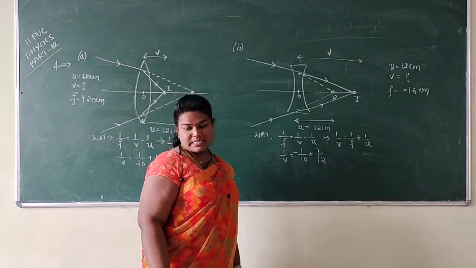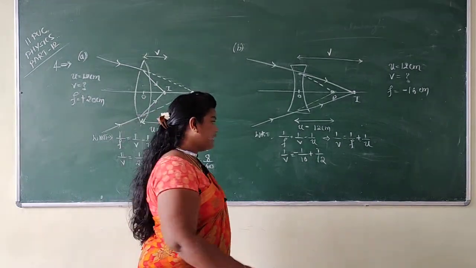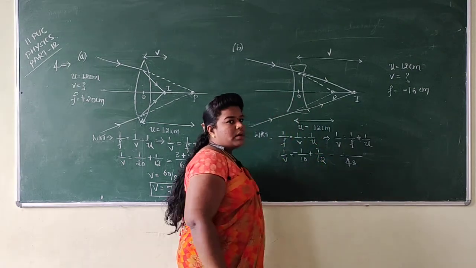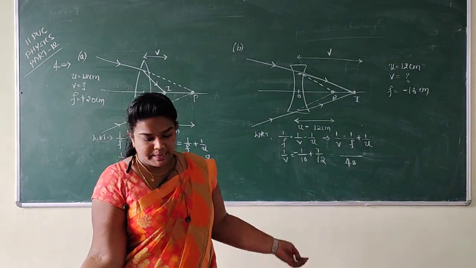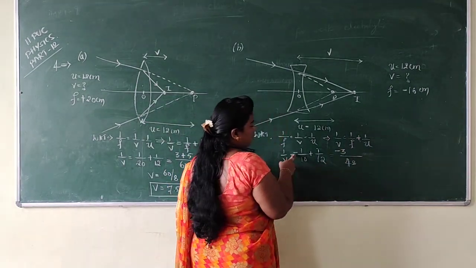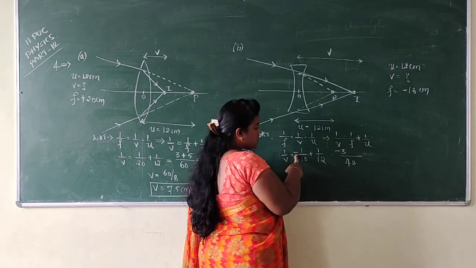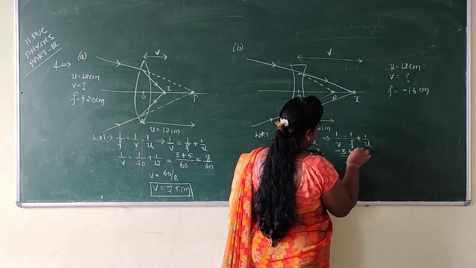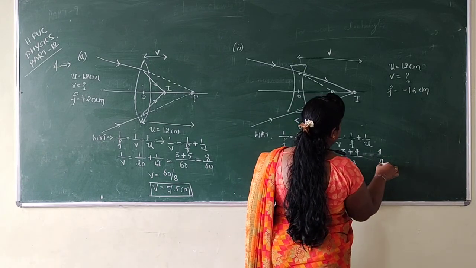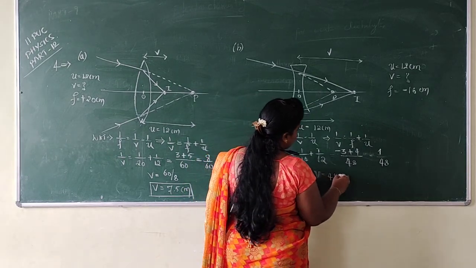So my dear students, we have 16 and 12. What will be the LCM for 16 and 12? It is 48. So 48 is the LCM, right? Yes. Now I am just taking out the LCM and calculating. 16 threes are 48, so minus 3, and 12 fours are 48, so 4 minus 3 is plus 1 by 48. So 1 by V is equal to 1 by 48. It means V is equal to 48 centimeter.